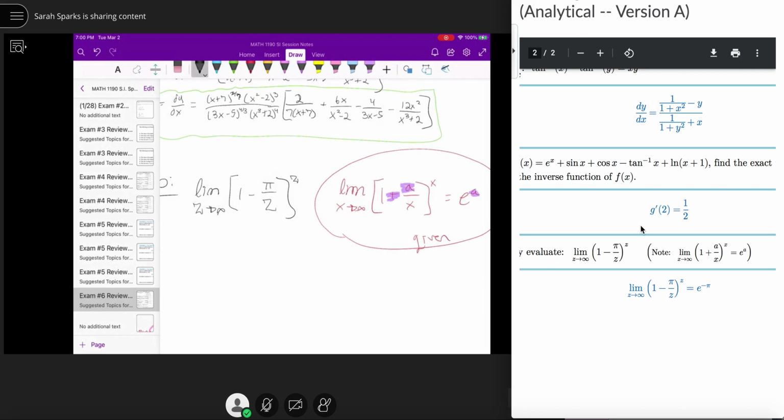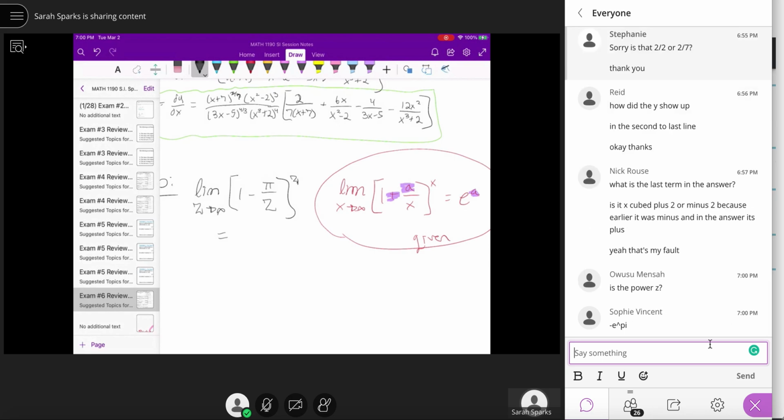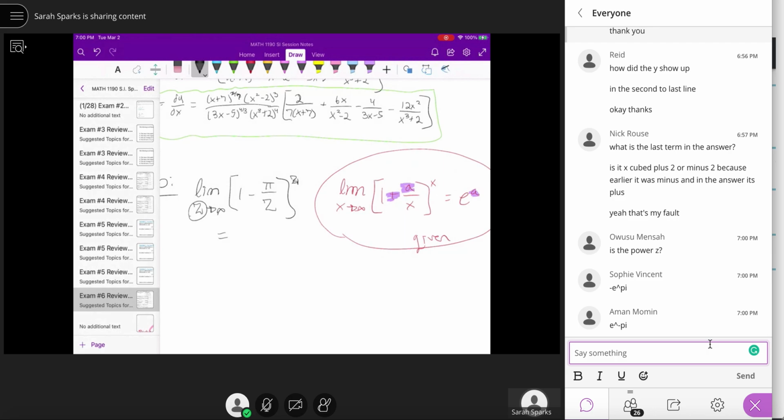Now looking just at that, what do you think that this left limit will be? Is the power z? Yeah, the power is z. It's the variable z. So negative e to the pi. Close, very close. It's going to be e to the negative pi. And he could have anything up there. He could have a negative, like that's just the one on the test, but it would be e to the negative pi.